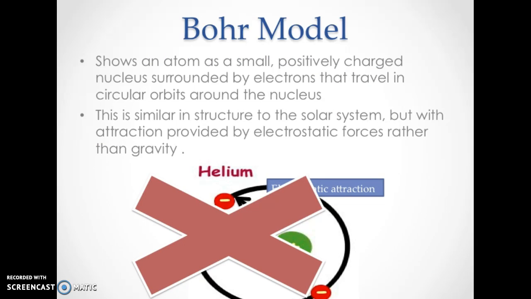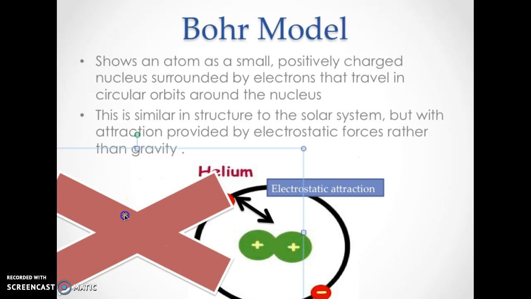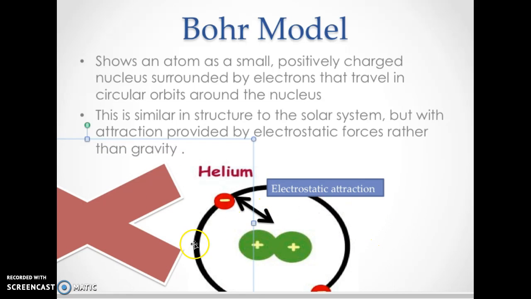So here's the Bohr model. It shows an atom as a small positively charged nucleus surrounded by electrons that travel in circular orbits around the nucleus. This is similar to the structure of the solar system, but with attraction provided by electrostatic forces rather than gravity. So, I basically just read the slide for you, but let me move this. So this is the atom. There's a positively charged nucleus, and the protons on the inside are attracted to the negative charges of the electrons on the outside.